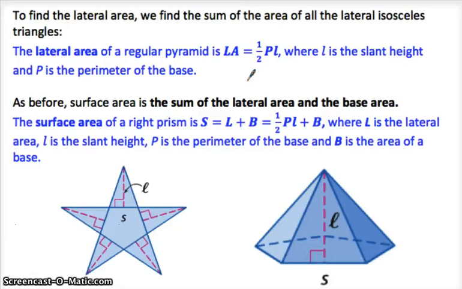Why is that? Well, we can get to that in class, but basically it comes from areas of multiple triangles stuck together. This half in here is kind of left over from half times base times height when we were doing each triangle. L here is the height of each one of those triangles, so that's where that came from. P comes from the fact that we're taking this base and we're taking this many of them. So that's where all that comes from. So that's it. LA is half PL.